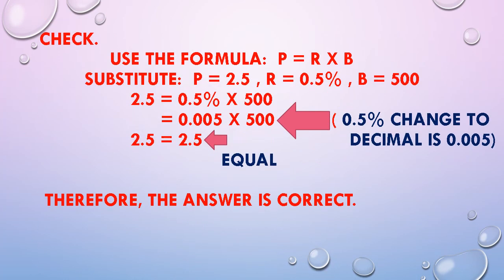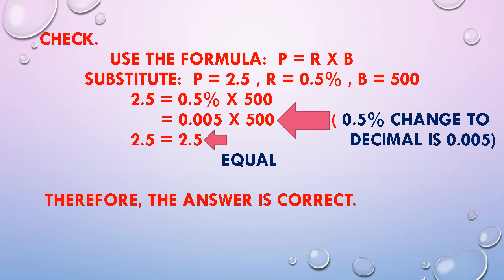Alright, we are going to check our answer. We are going to use the formula P is equal to R times B. We are going to substitute. P is equal to 2.5 or 2 and 5/10. R is equal to 0.5%. And B is equal to 500.